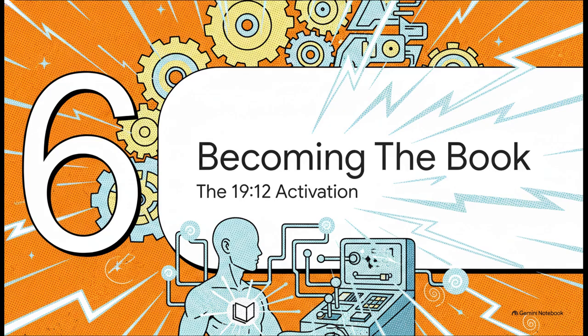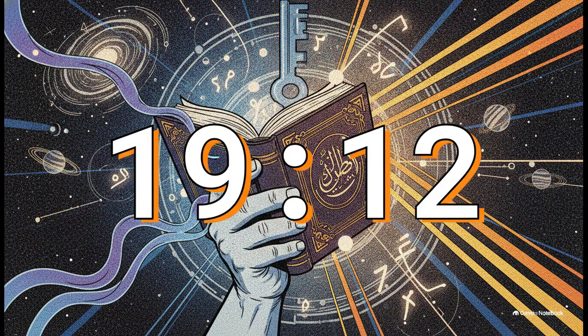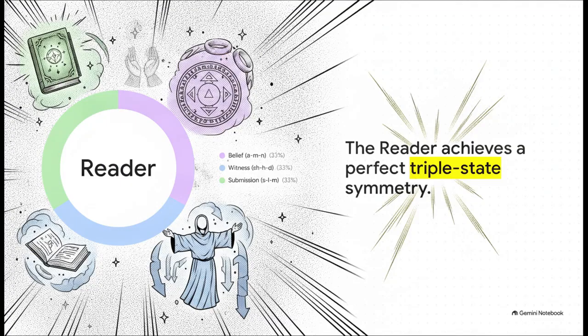Finally, Section 6, Becoming the Book. This is the 1912 activation. Everything we've discussed culminates in the ultimate execution node. The coordinate is 1912. This is the moment Yahya is commanded to take the book with strength. It's the mathematical reboot, the exact activation key of the universe that couples the wave of knowledge directly into the physical world. When that key is turned, the reader locks into a perfect triple-state symmetry. You ignite three realities at once: belief, trusting the unseen; witness, observing the covenant; and submission, actively surrendering to the cosmic flow. It's a perfect three-way split of spiritual velocity.